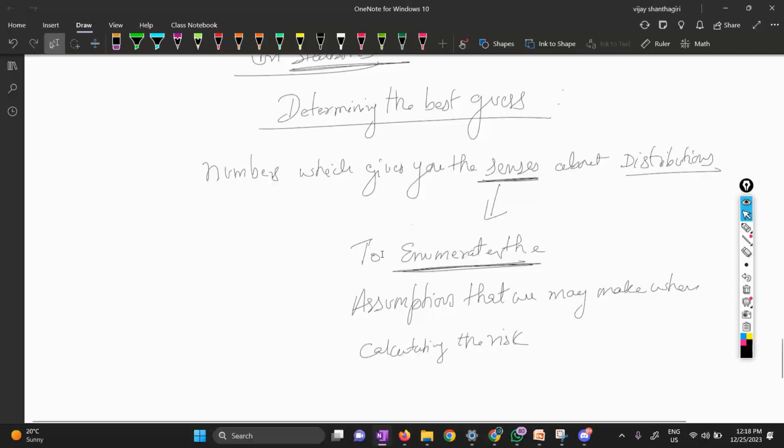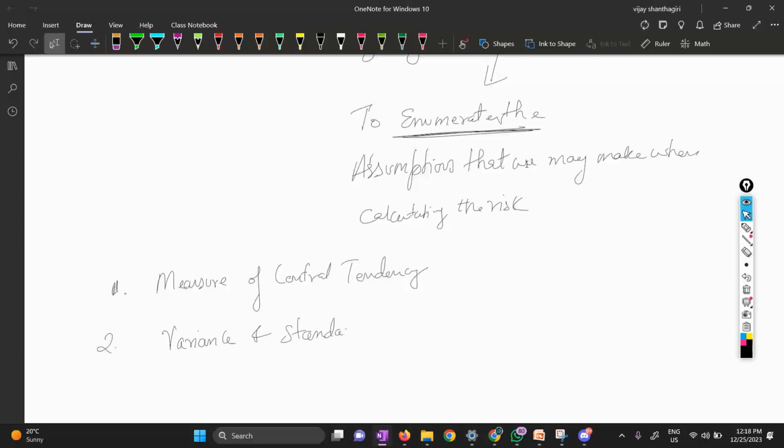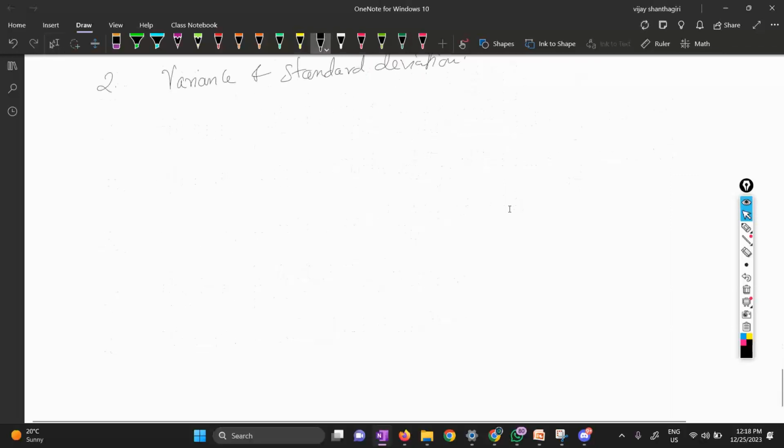To enumerate this, once it is enumerated, using that risk. So to get all these enumerations, these different computations, you have measures of central tendency. That is the first thing you learned today. Second, what you're going to learn now is variance and standard deviation.